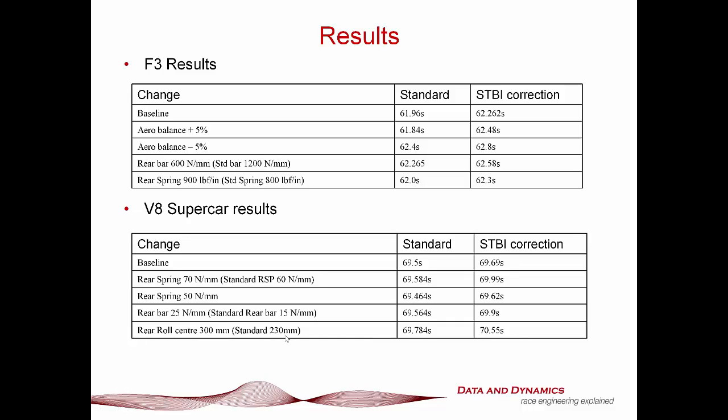Now that's an almost suicidal change. I mean, you'd never do it, but I did that as a simulation change to show you the effect that the stability index can have. So in this case, we were talking a 69.7 plays about a 70.55. So you're talking 8 to 9 tenths. So in this particular case, the stability index map is now very much driving your setup changes.